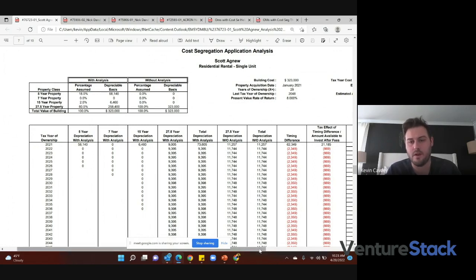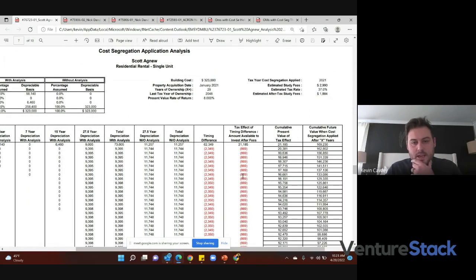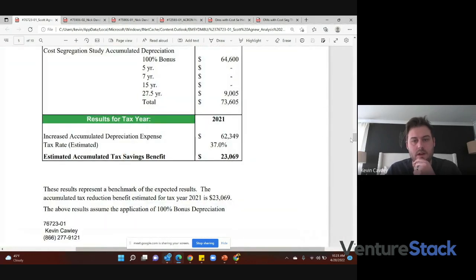Okay. So if we did that, instead of an $11,744 write-off, we'll get the client a $62,000 write-off year one, right? So you'd have to wait 6 years or call it 5 years to attain this write-off. So you take the write-off multiplied by the client's tax rate, and then we just reduced his income tax by $23,000.